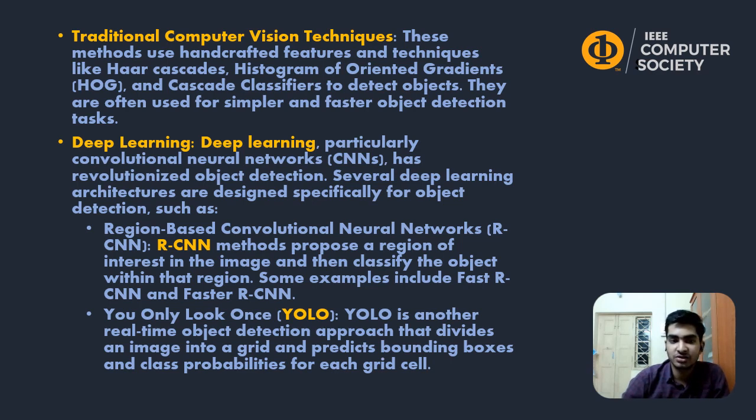Deep learning, particularly using convolutional neural networks, has revolutionized object detection. Several deep learning architectures exist, such as region-based convolutional neural network, which proposes a region of interest in the image and then classifies the object within that region. You only look once is another real-time object detection approach that divides an image into a grid and predicts the bounding boxes and class probabilities for each grid cell.